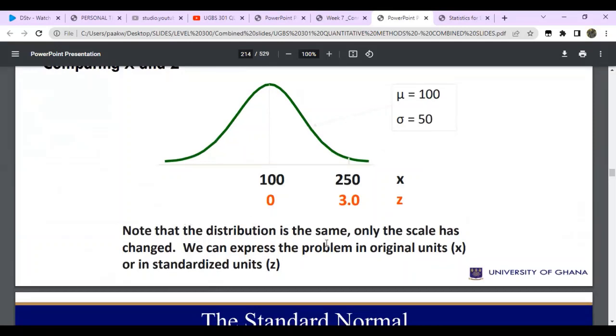So note that the distribution is the same. Whether it's normal or standard normal, the distribution is the same. Only the scale has changed. We can express the problem in original units, that is the normal or x, or in standardized units or z. You get it? So we can use x or z. They are all the same. The distribution is the same, just that the scale has changed. We've standardized it. You get it?